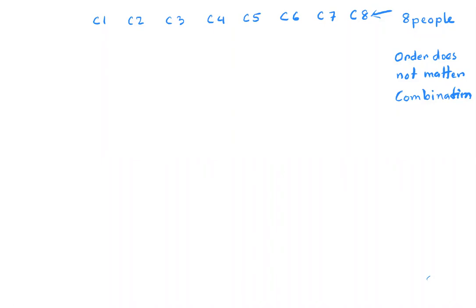However, if order matters, then what happens? In that case, you're doing permutation. So the first chair could be occupied in how many different ways if there are 8 people? 8 different ways this can happen. Now, this is an event. You can think of it as an event, something happening. First chair could be occupied by people in 8 different ways because there are 8 people.